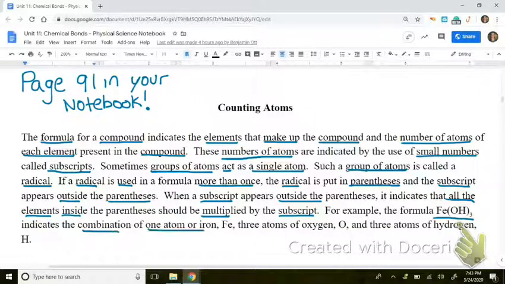A great example here is the formula Fe(OH)3. If we've got this formula right here, it indicates that we have one iron atom, because there's no subscript right there, so there's only one iron atom. We have 3 oxygen atoms because that 3 will actually go to that oxygen. And we also have 3 hydrogen atoms because that 3 also goes to that hydrogen.